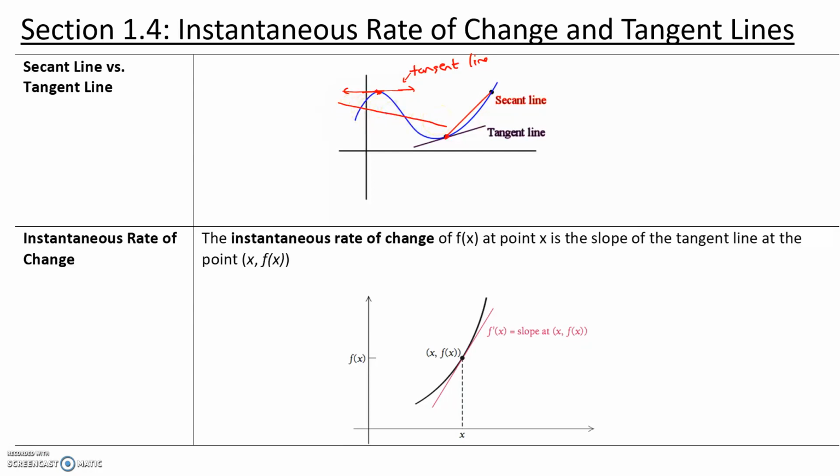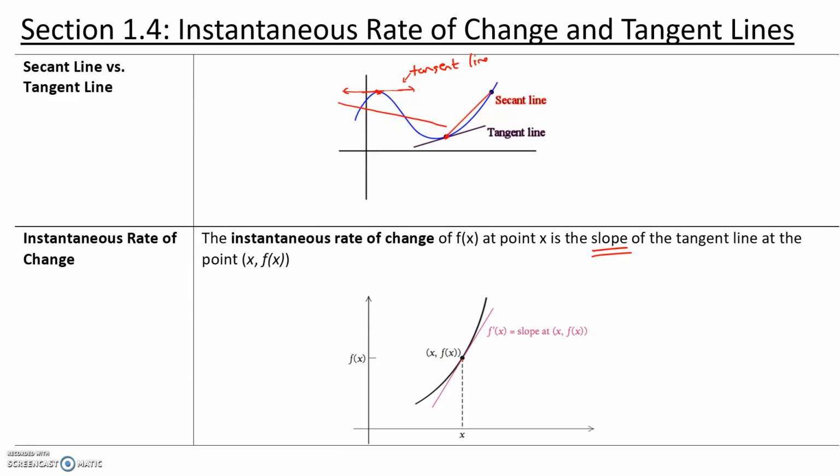Okay, so let's talk about the instantaneous rate of change. The instantaneous rate of change of f of x at point x is the slope of the tangent line at the point x comma f of x. So I'm going to repeat this over and over again. The instantaneous rate of change is the slope of the tangent line at the point x comma f of x.